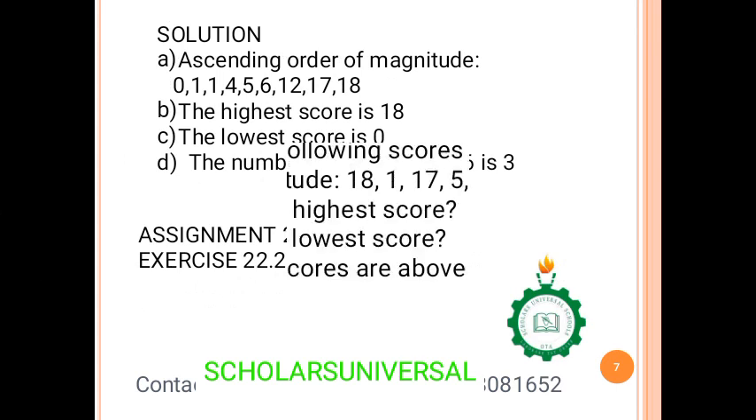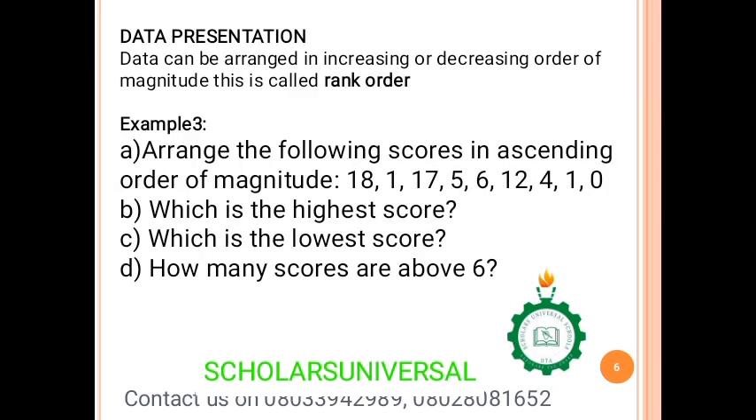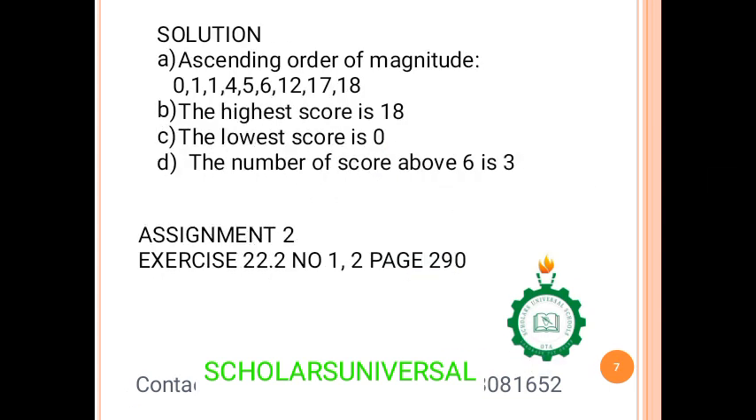You arrange it. 0 comes first, followed by 1, followed by another 1. This is my 1. Sorry. Followed by what? 4, 5, 6, 12, 17, 18. So this is the arrangement, ascending order of magnitude from 0 to 18.